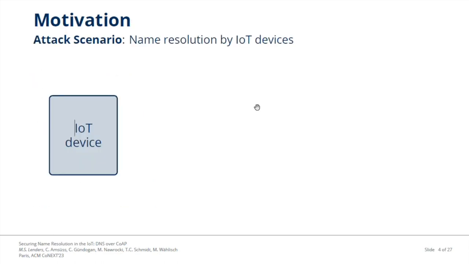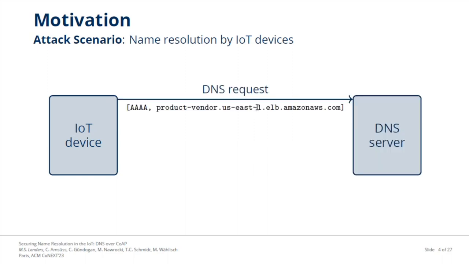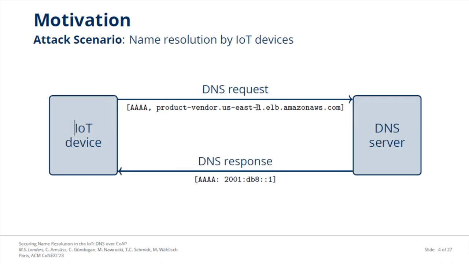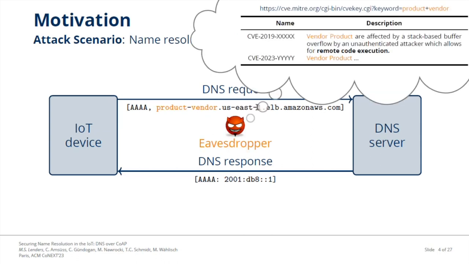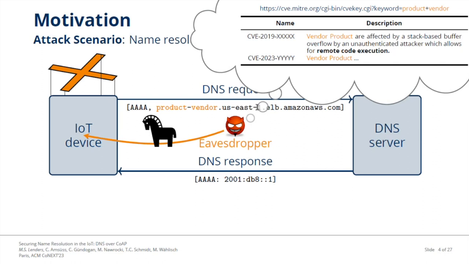So first, our motivation is, of course, we want to do name resolution in the Internet of Things. And typically, your IoT device then just sends a DNS request, for example, for a AAAA record of a name. And then you get a DNS response back. The problem, however, is if you have some evil eavesdropper that then can gather information from this DNS resolution and, for example, here, look up some vulnerability in some publicly accessible vulnerability database, and then put some malware on the IoT device and then control our IoT device, which, of course, is bad because we know already that some IoT devices were involved in past DDoS attacks.